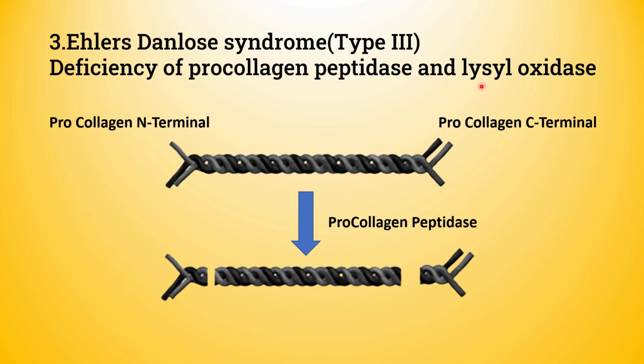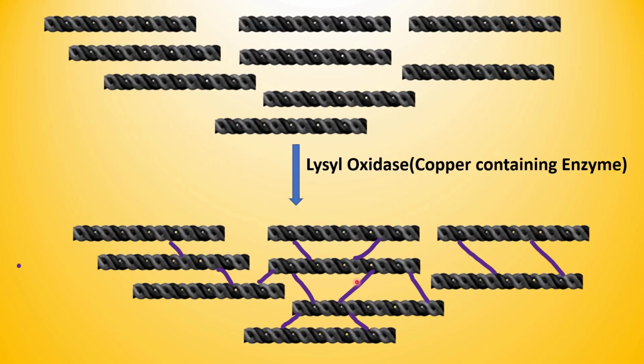And the second thing is the deficiency of lysyl oxidase. As we know, lysyl oxidase is responsible for assembly and the formation of covalent cross-links, the covalent bond formed between hydroxylysine and lysine of collagen. That will be defective, which is responsible for Ehlers-Danlos syndrome. Initially it was there, but there is no such covalent cross-linking seen in Ehlers-Danlos syndrome.